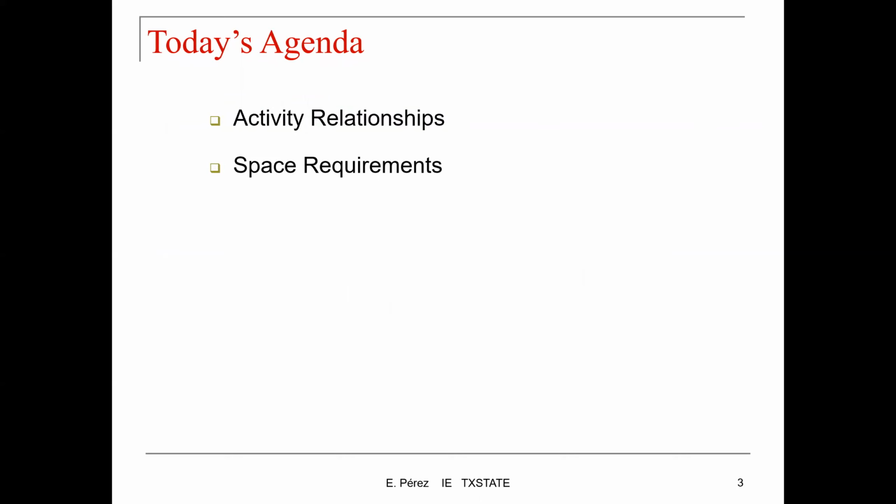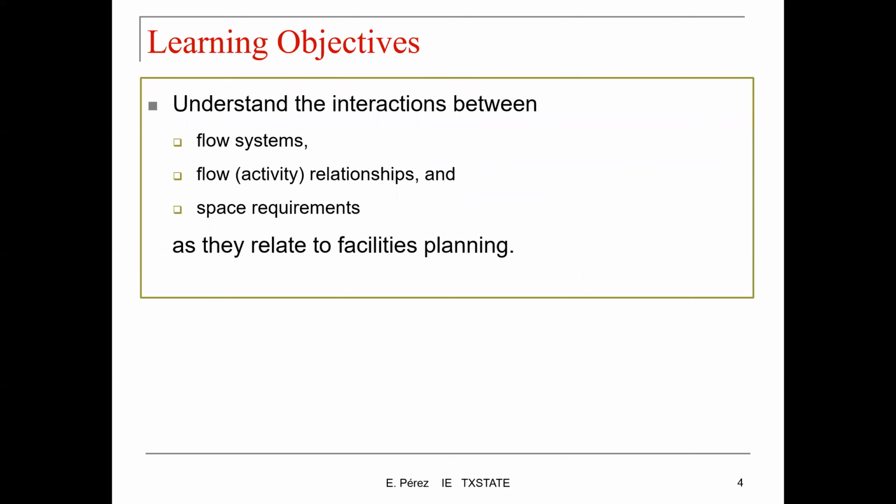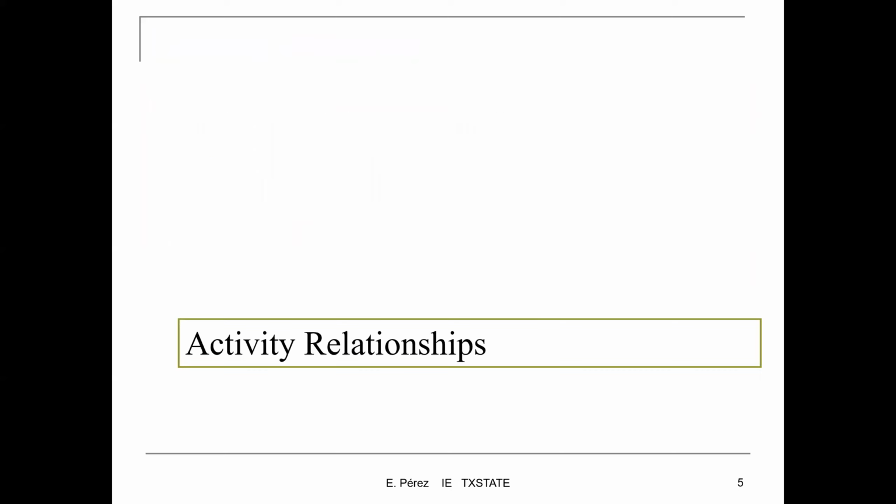In this lecture, we're going to be looking at the activity relationships and the space requirements as the major topics. And the learning objectives are to understand the interactions between flow systems, flow, activity relationships, and space requirements as they relate to facilities planning. So let's start by discussing the topic on activity relationships.